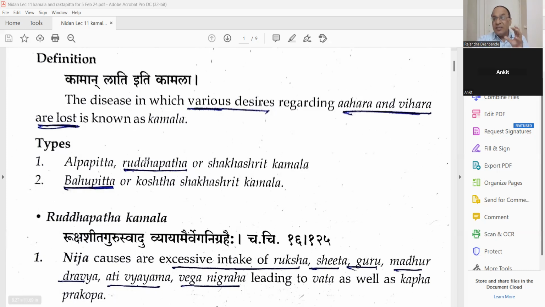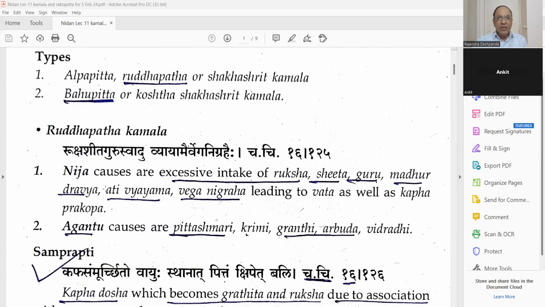But when RBCs are broken down too much, that is hemolytic jaundice. Hemolytic, try to understand. That jaundice is Bahupitta Kamala. So in Ruddhapatha, there are two things you can include or understand. And in Bahupitta, there is destruction of the RBCs, hemolytic jaundice. This is infective hepatitis and obstructive jaundice.